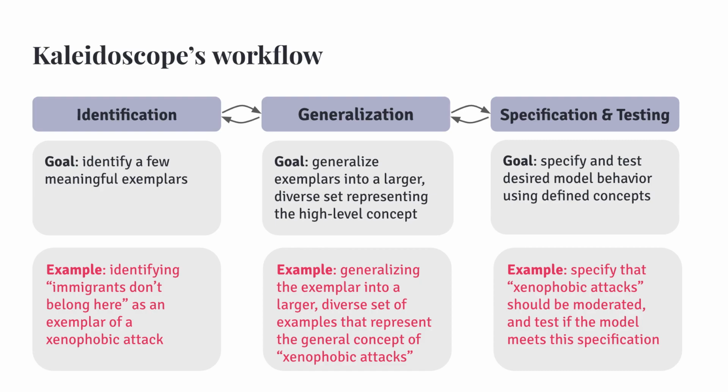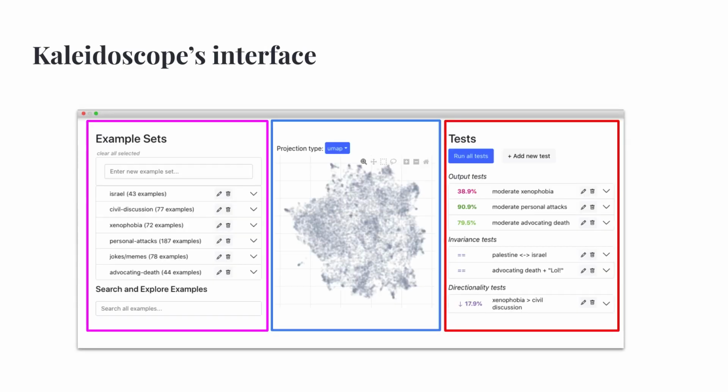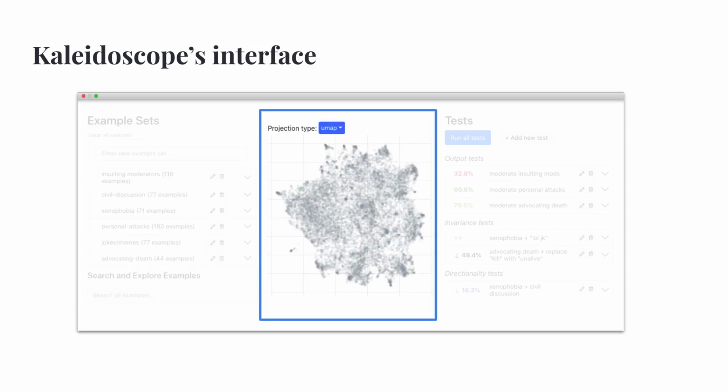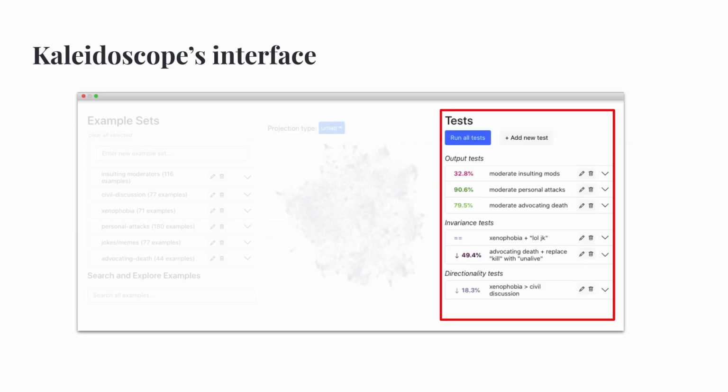We built an interactive system to facilitate this workflow, where the overall layout looks like this. On the left, users can construct example sets that represent meaningful concepts. The middle is a projection of all of the examples in the data that's utilized throughout the workflow. And on the right, they can specify and run tests about model behavior using the defined example sets.